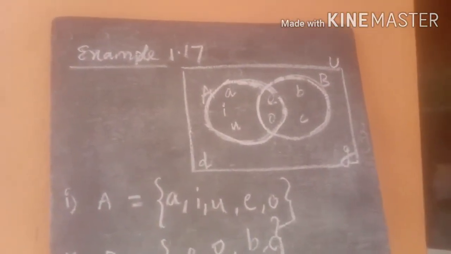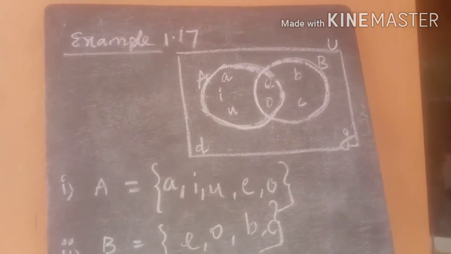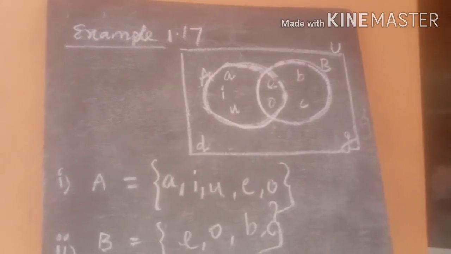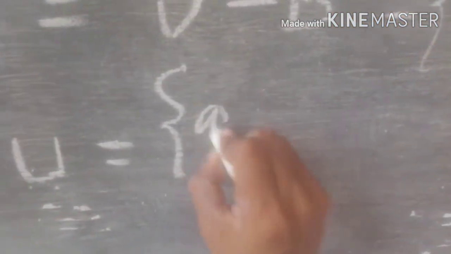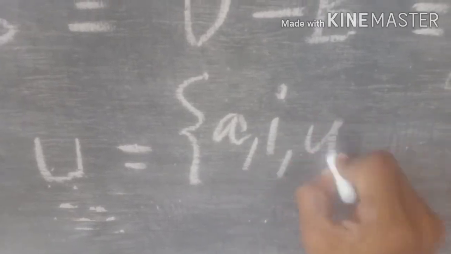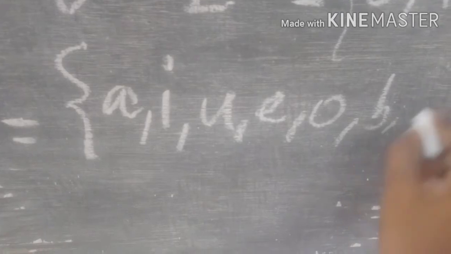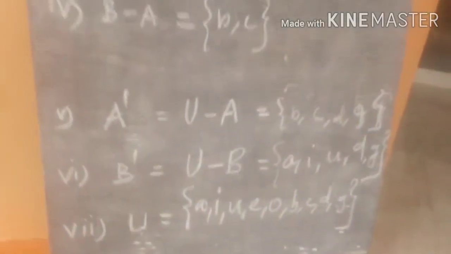Next, U. U means the whole diagram represents U. What are the elements of the U? A, I, U, E, O, B, C, D, G. All of them except the names of the sets. So you have to write all the elements of the set. That is A, I, U, E, O, B, C, D, G. So this is the answer of the given question.